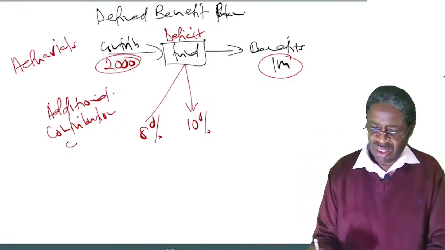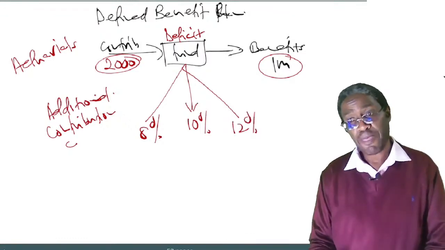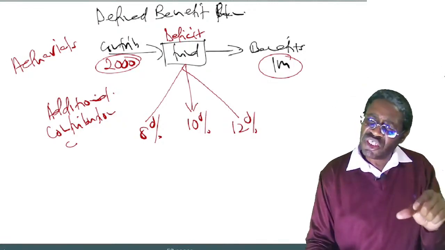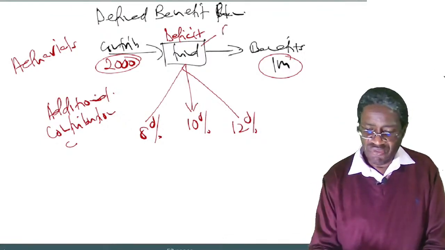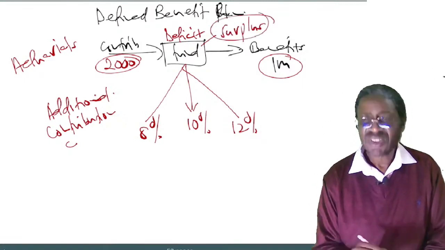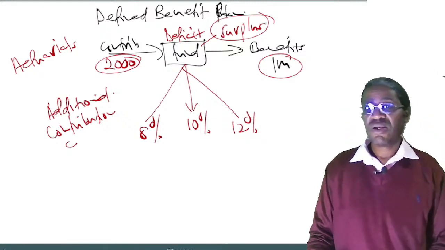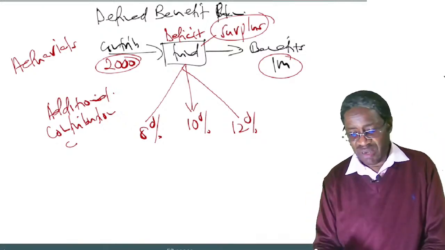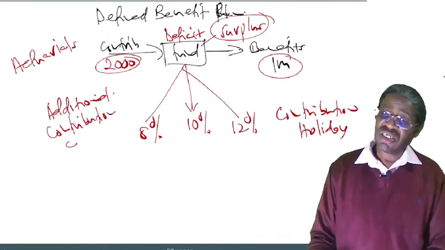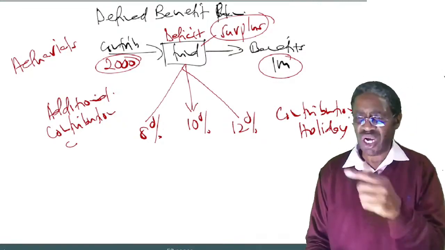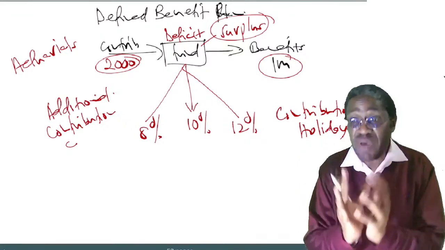Then we said, what if your fund is no longer earning 10%, but it's earning 12%? If, as an employer, you continue contributing 2,000, what will happen? We said your fund will have a surplus. That means your fund will be larger than expected. To correct that scenario, the employer will be required to take what we call a contribution holiday, meaning the employer stops contributing for a short while. Good. So that was the operation of a defined benefit plan.